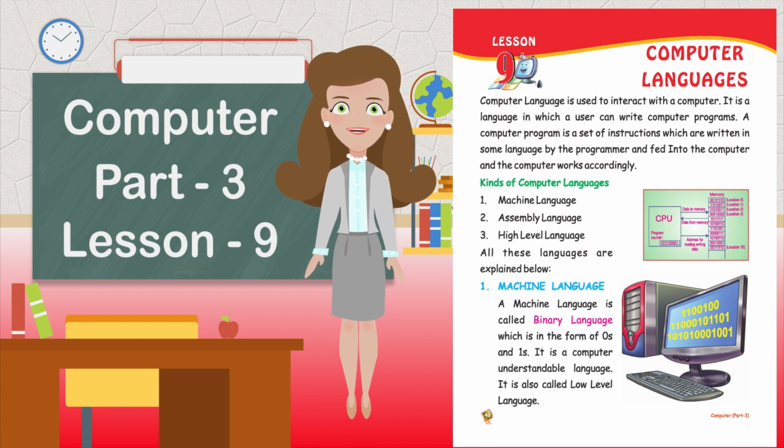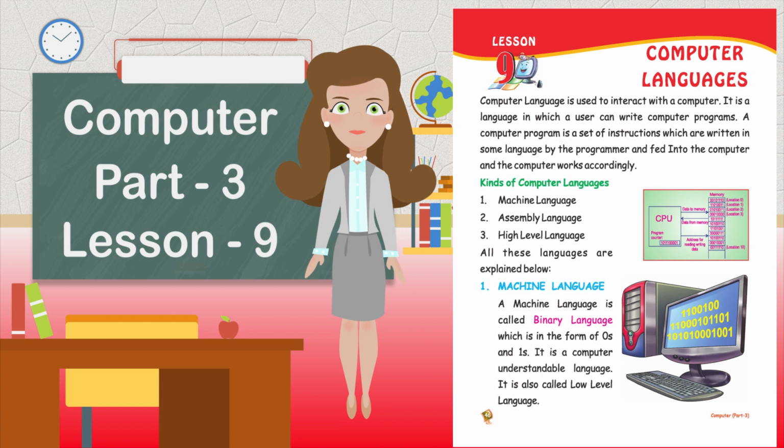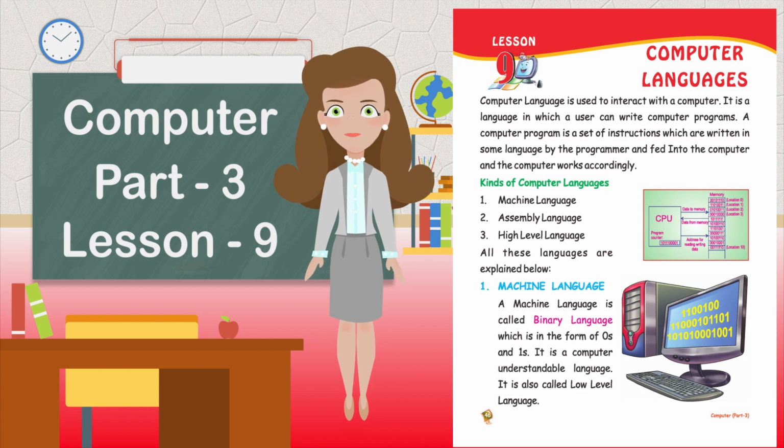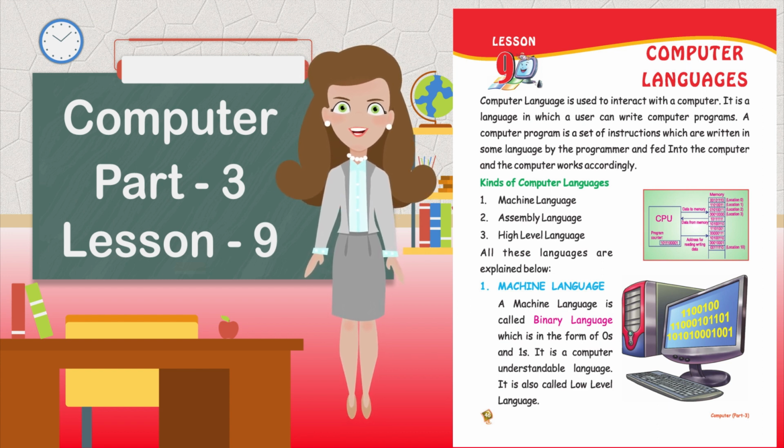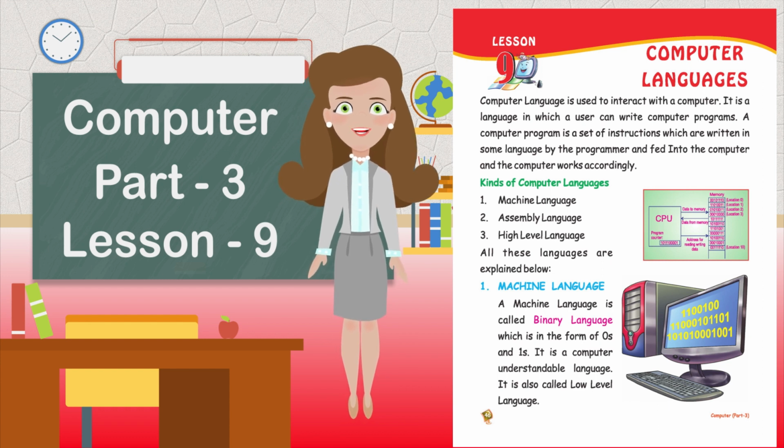Kinds of computer languages. First, machine language. Second, assembly language. Third, high-level language. All these languages are explained below. First, machine language. A machine language is called binary language, which is in the form of zeros and ones. It is a computer understandable language. It is also called low-level language.